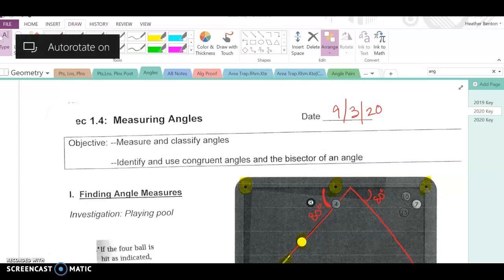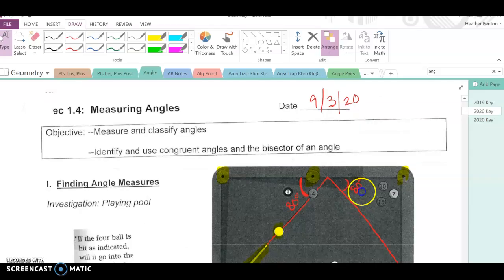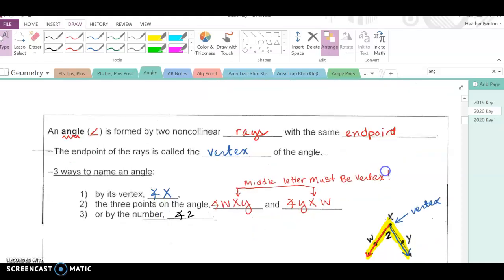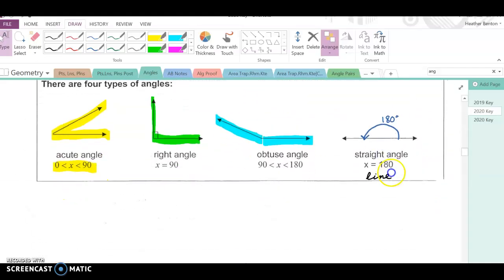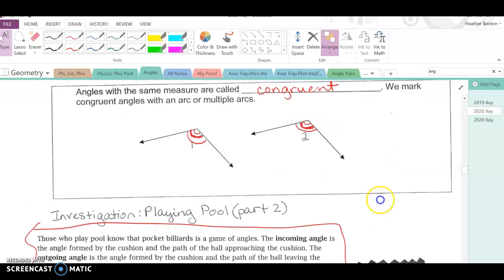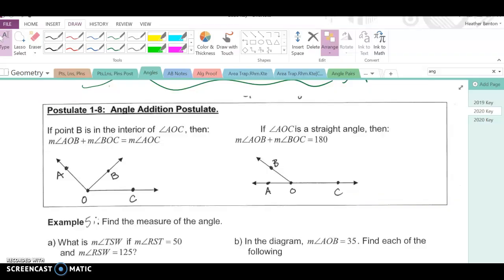Okay, so when we left off last class, we were looking at measuring angles, and we looked at the pool table example and how things that bounce off the side of the pool table bounce back off at that same angle. And I believe we left off here at the angle addition postulate.